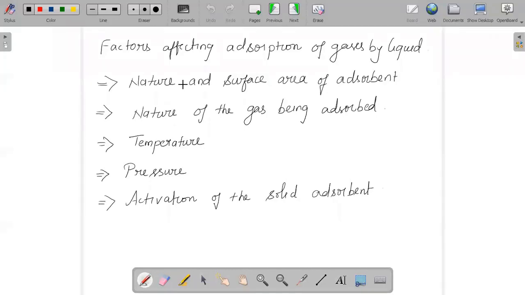As the temperature increases, adsorption decreases. The next factor is pressure. At constant temperature, the adsorption of a gas increases with increase in pressure. And activation of the solid adsorbent totally increases the adsorbing power of the adsorbent.